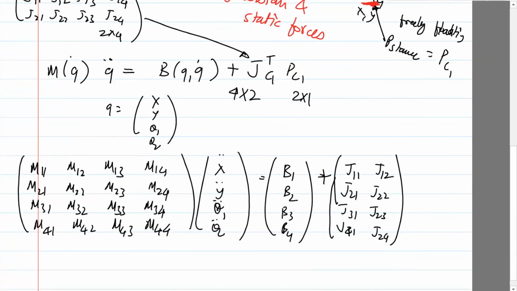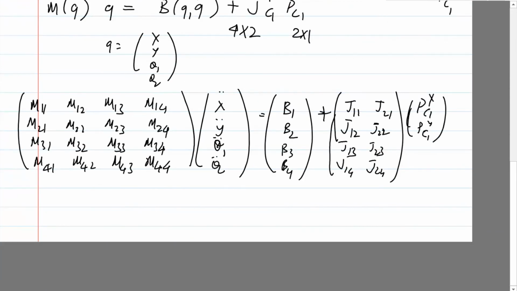So I would have J11, J21. These indexes should be changed. J11, J12, J13, J14, J22, J23, J24, and then PC1 along the X, PC1 along the Y. Okay, so this is what the equations will look like in MATLAB when you derive it.